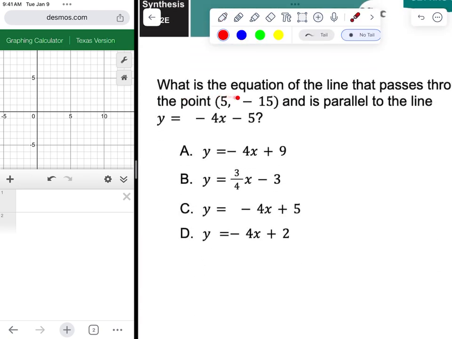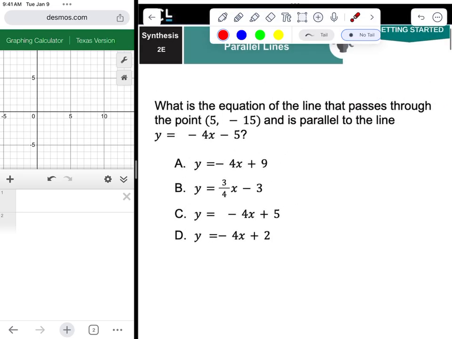Question one, what is the equation of the line that passes through the point 5, negative 15, and is parallel to the line y equals negative 4x minus 5? Two important parts. Passes through, which means touches. So we are looking for a line that touches that point. And the second important part is parallel. So parallel means we are going to have the same slope.